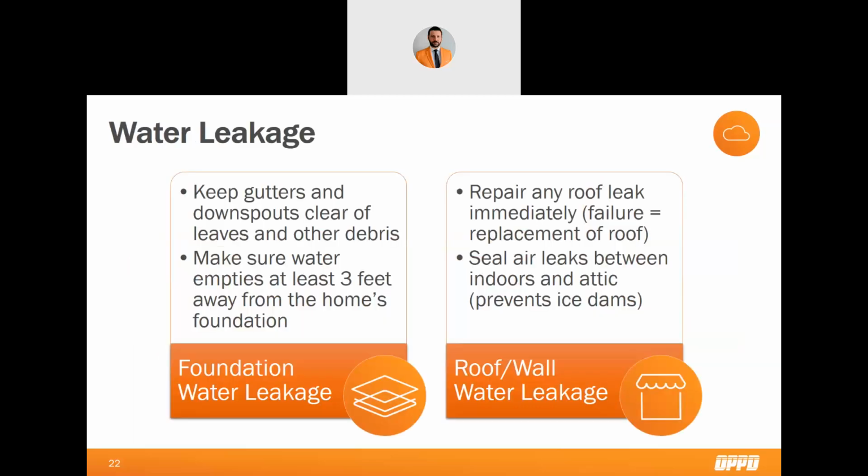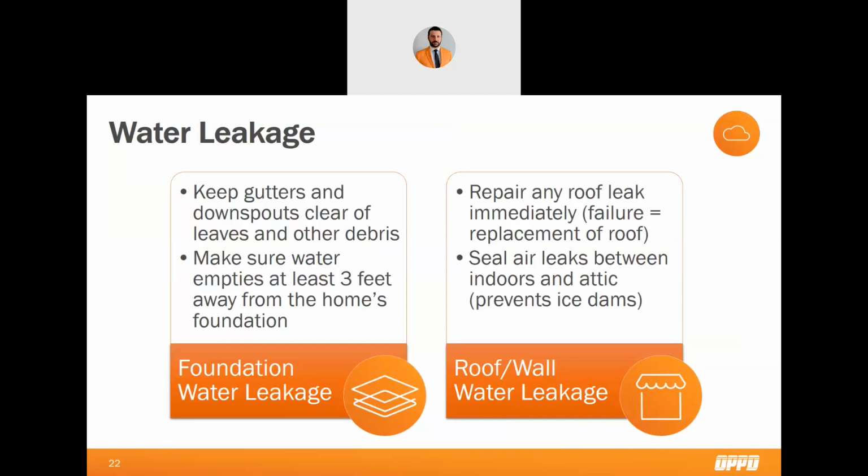When it comes to water leakage, there are some fairly simple measures to help keep excess water from penetrating your foundation. This includes, but is not limited to, keeping your gutters and your downspouts clear of leaves and any other debris that accumulates in them. If you have trees around your home, especially silver maples, you may want to clean out your gutters 2 to 3 times a year or more. Also, make sure the water empties at least 3 feet away from your home's foundation. Downspout extensions are great for this measure.